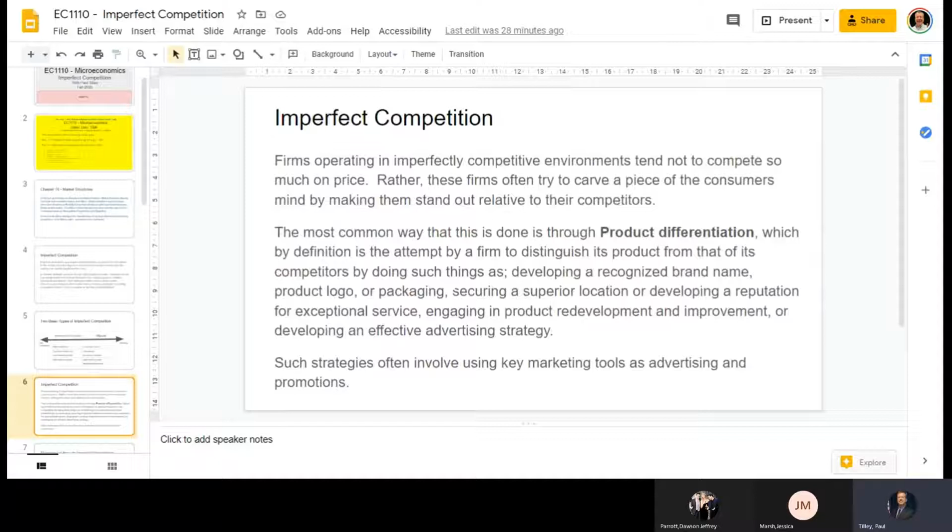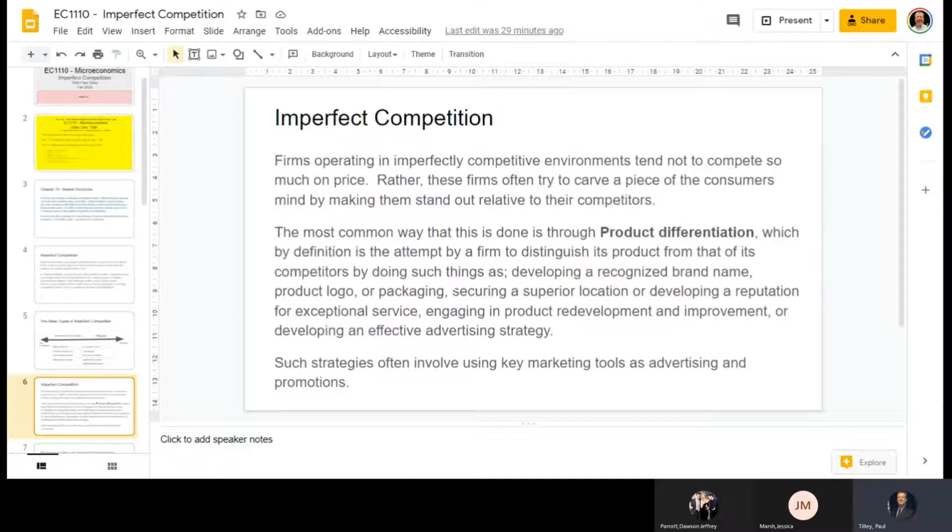Rather than price, what these firms tend to want to do is think about how they can stand out. The most common way to stand out is through what's called product differentiation. Our world is full of products that differentiate themselves from other products, or try to. No matter what they are, one will argue that it has different features, advantages, and benefits, and that its unique characteristics are different than everyone else's.